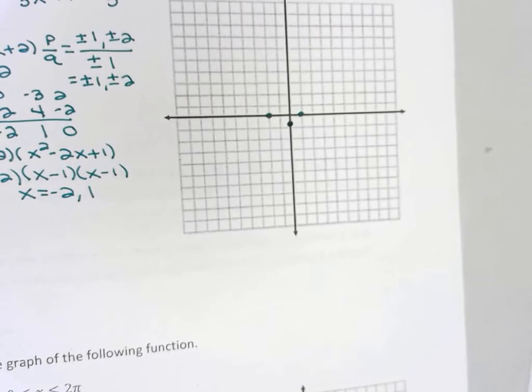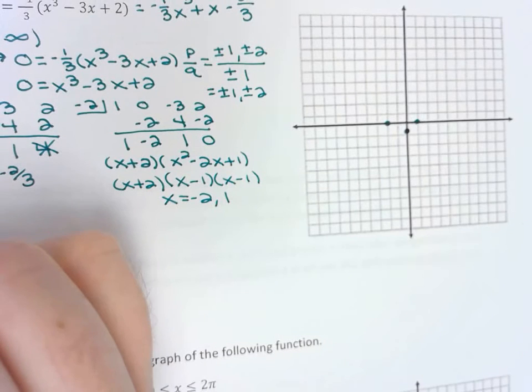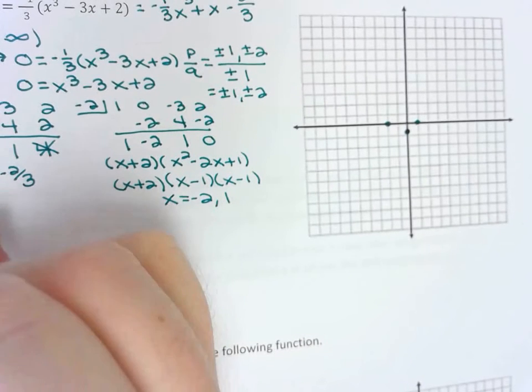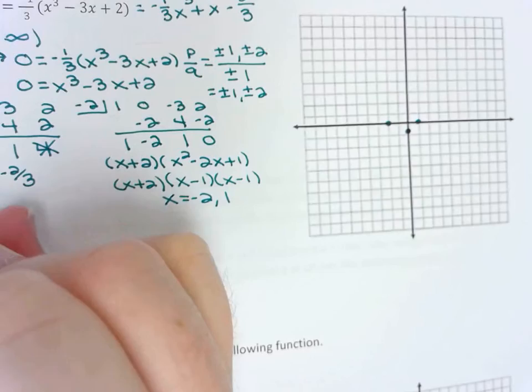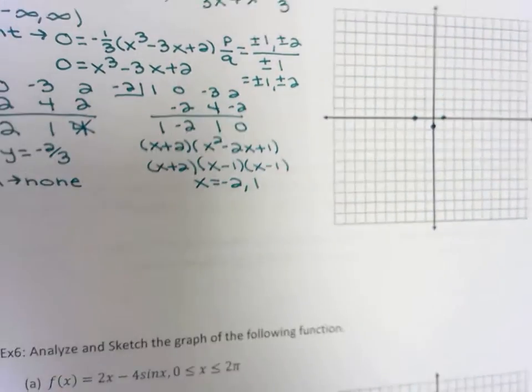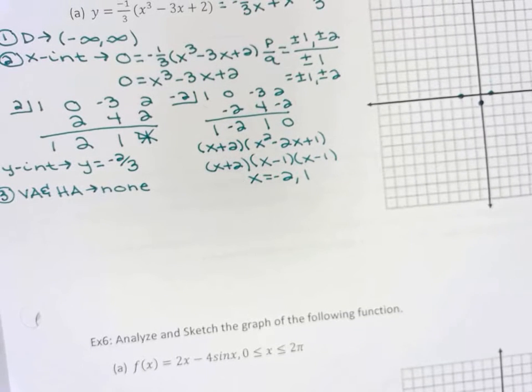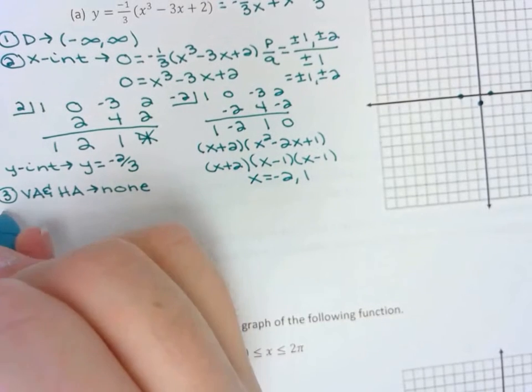Let's see. Step 3, asymptotes. Any asymptotes? No. Polynomials almost always never have asymptotes. Actually, I think they never will. I hate saying never because there might be a time or not, but usually they don't. So no vertical asymptotes or horizontal asymptotes.